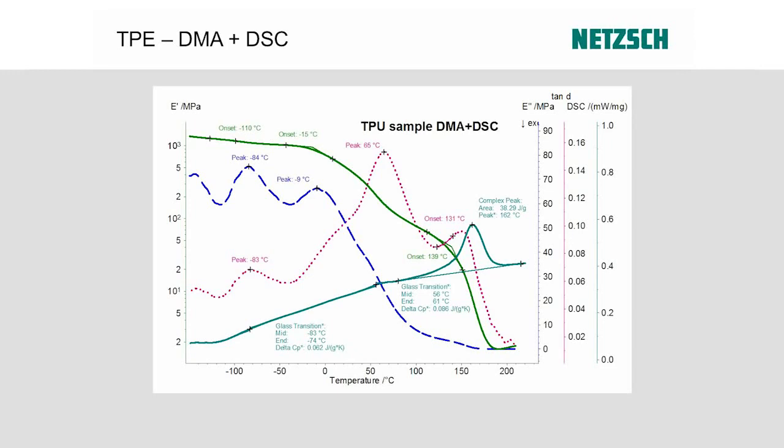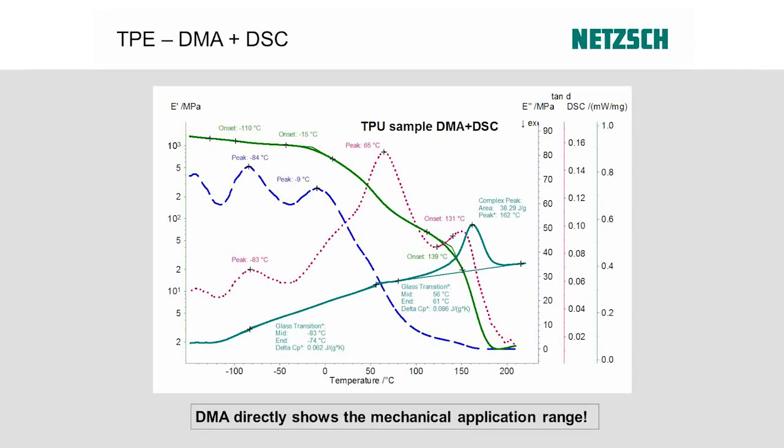But what I want to point out is why I showed this example. The DMA can directly show you the mechanical application range. So I hope it is obvious to you that DSC is a very powerful technique, but it's an indirect technique. And with the DMA, I can just see when my TPU sample is just frozen and I cannot use it anymore. So where's my application range?